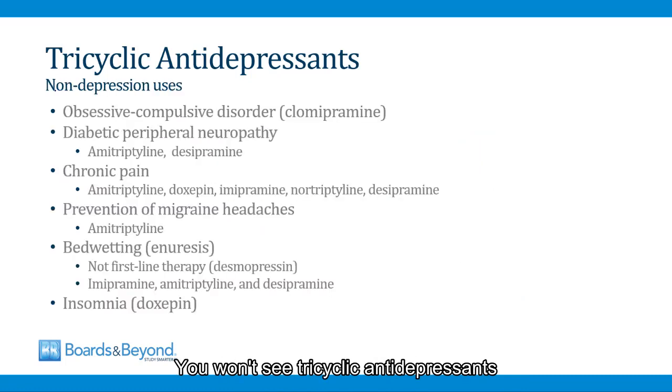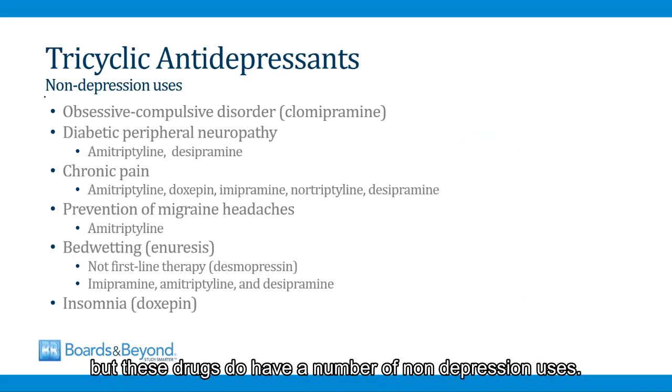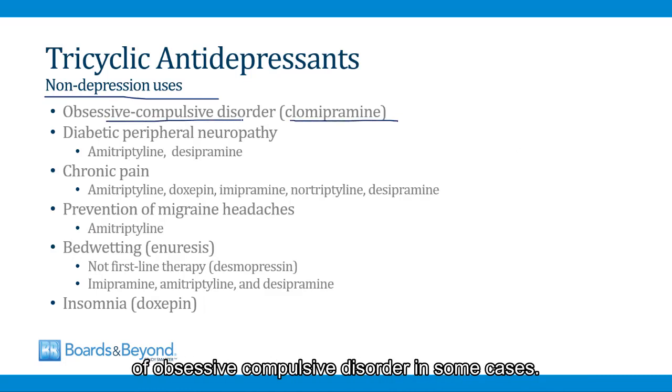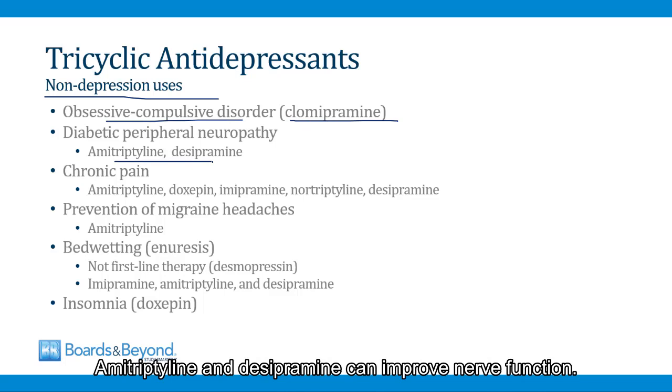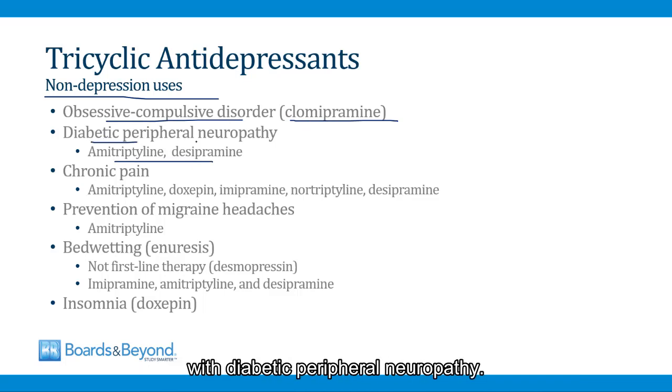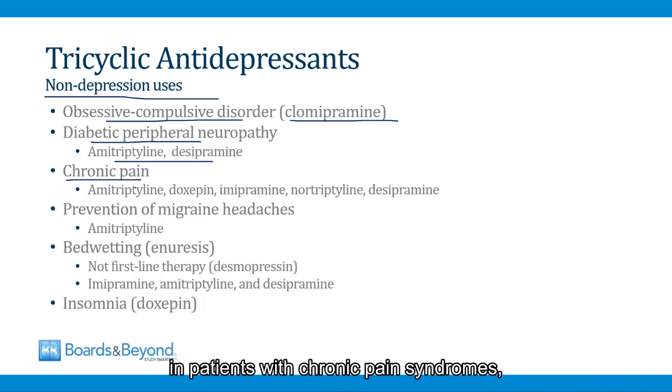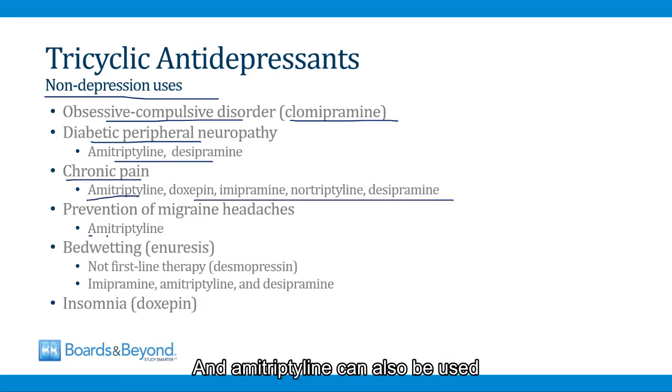You won't see tricyclic antidepressants used to treat depression in the modern era, but these drugs do have a number of non-depression uses. Clomipramine is used in the treatment of obsessive-compulsive disorder in some cases. Amitriptyline and desipramine can improve nerve function, and so they are used in patients with diabetic peripheral neuropathy. A number of these drugs have some small benefit in patients with chronic pain syndromes, especially amitriptyline, but also these other ones listed here. And amitriptyline can also be used for the prevention of migraine headaches.